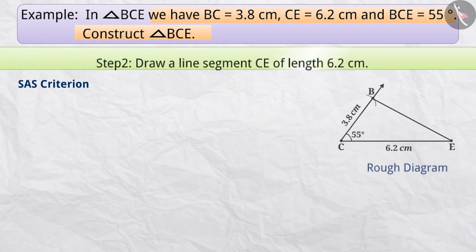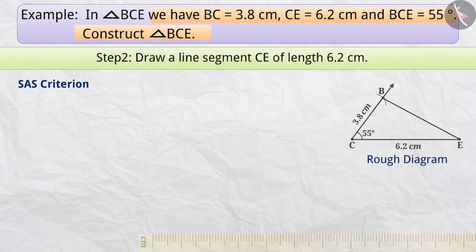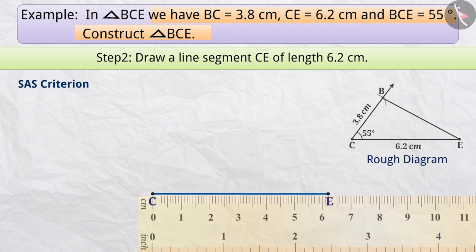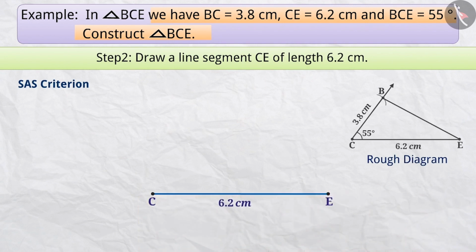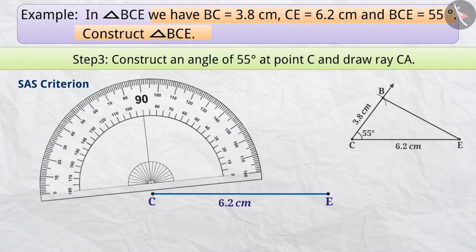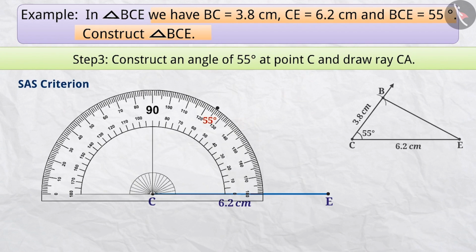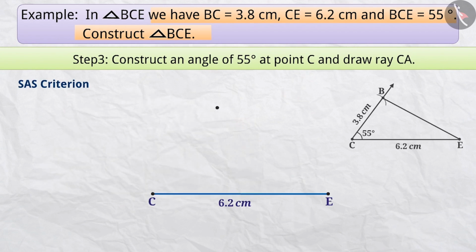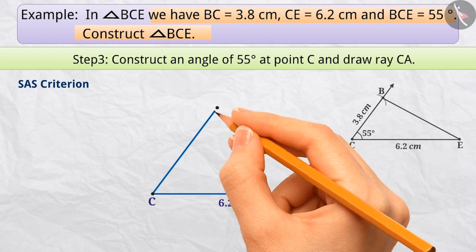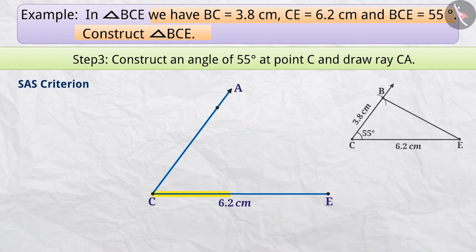Step 2. Next, draw a line segment CE of length 6.2 cm. Step 3. Using a protractor, construct an angle of 55 degrees at point C. In other words, we will draw a ray CA at point C which makes an angle of 55 degrees with the line segment CE. The point B must be somewhere on this ray CA.